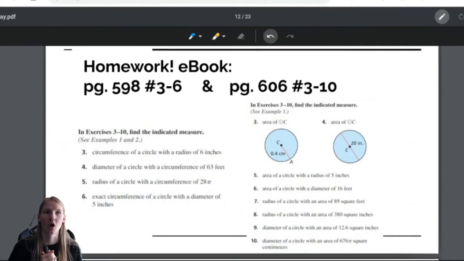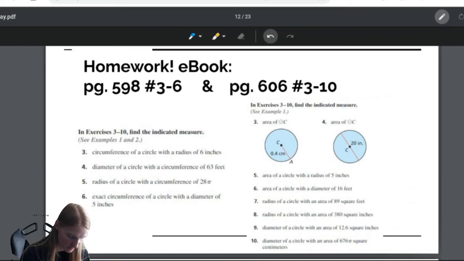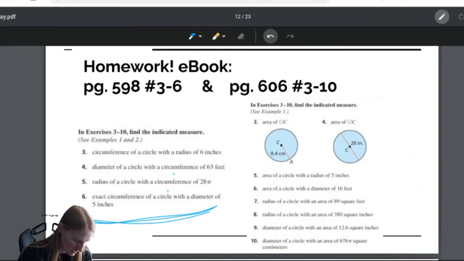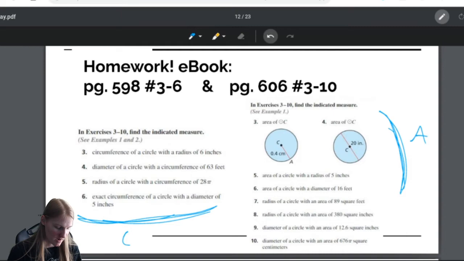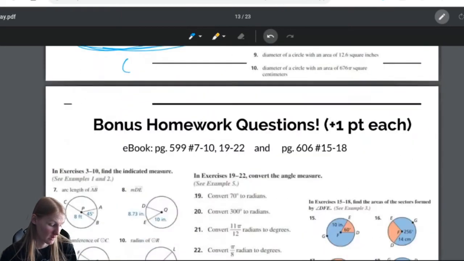So your homework for today looks like this. This is just like examples 1 and 2. Find the indicated measure: circumference, diameter given the circumference, radius given the circumference, and so on. And then these are about area. So circumference and area.